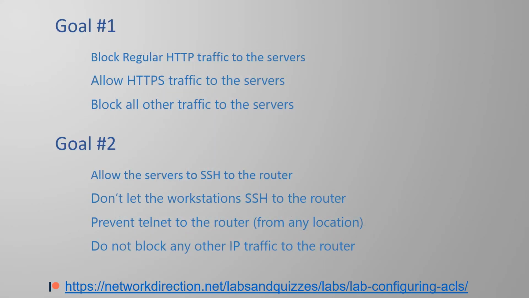So we're going to attempt two goals. Goal 1 is to block regular HTTP traffic to the servers, but allow HTTPS traffic. Any other traffic to the servers should be denied. Goal 2 is to allow the server, but not the workstations, to manage the router with SSH. Nothing should be allowed to manage the router with Telnet. No other IP traffic to the router should be prevented.